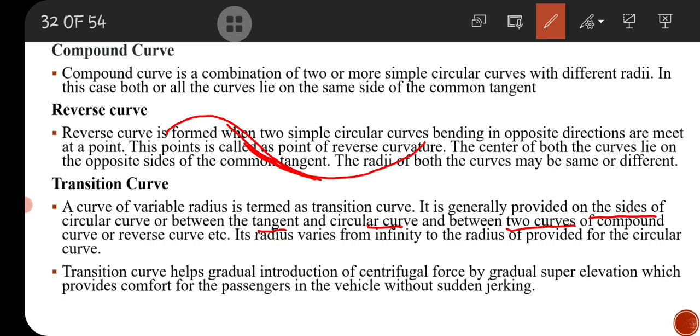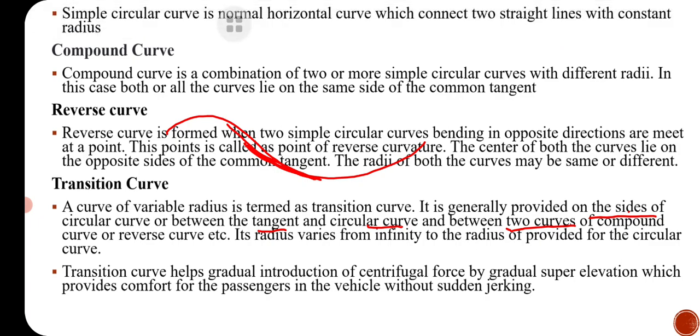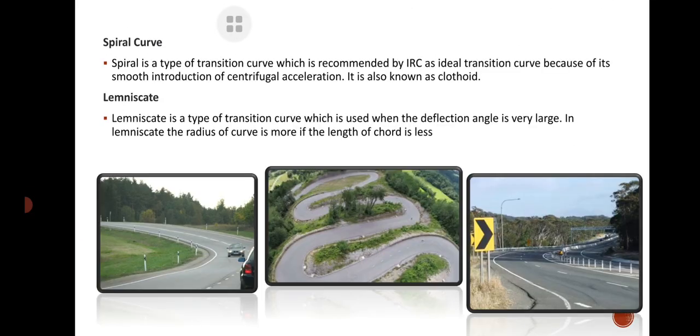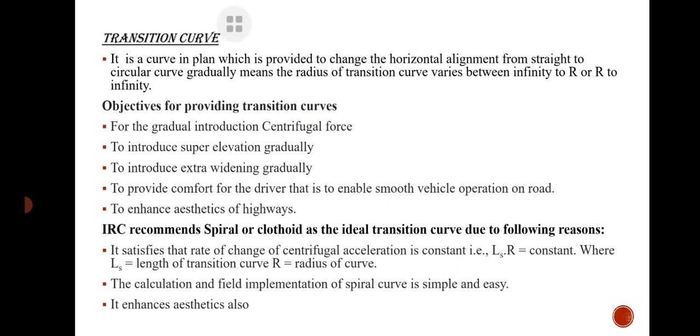A transition curve helps in the gradual introduction of centrifugal force by gradual super elevation, which provides comfort to the passengers in the vehicle without sudden jerking. Then here are some examples of different types of curves, that is spiral curve and lemniscate curve.